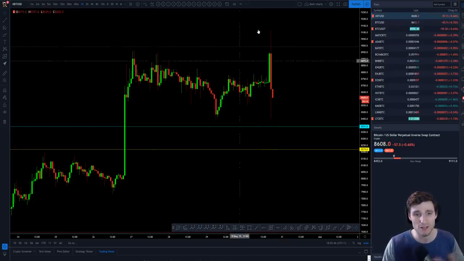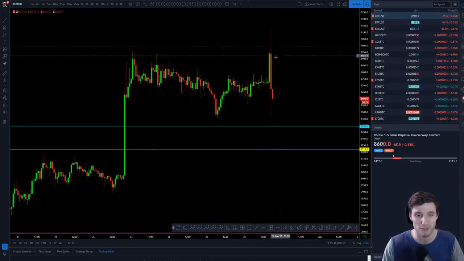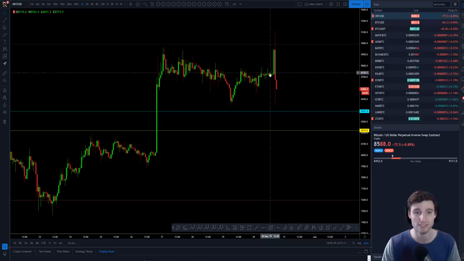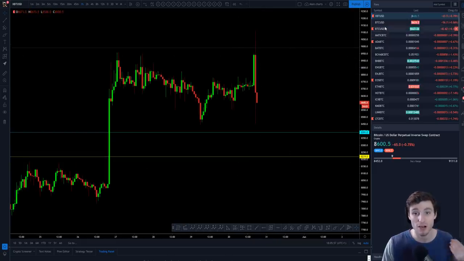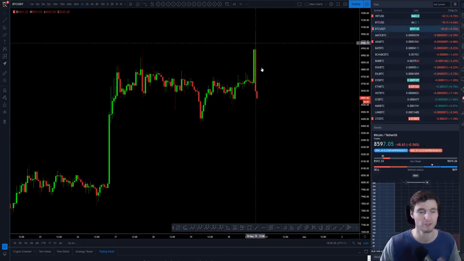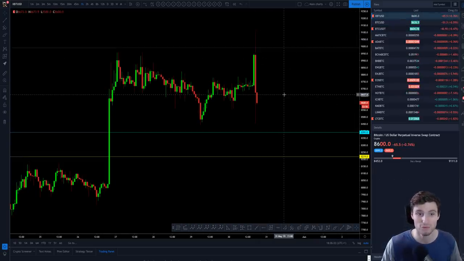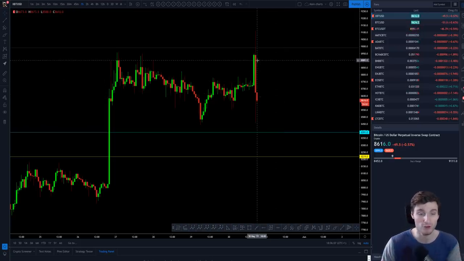Okay, so let's cover this Bitcoin rejection, and this is a swing failure pattern if you've ever seen one. You have to be on the lower timeframes and at your PC, at the order book, when you're looking at this. What happens is we broke the highs first on Binance, then BitMEX, your biggest volume exchange here, shortly followed.